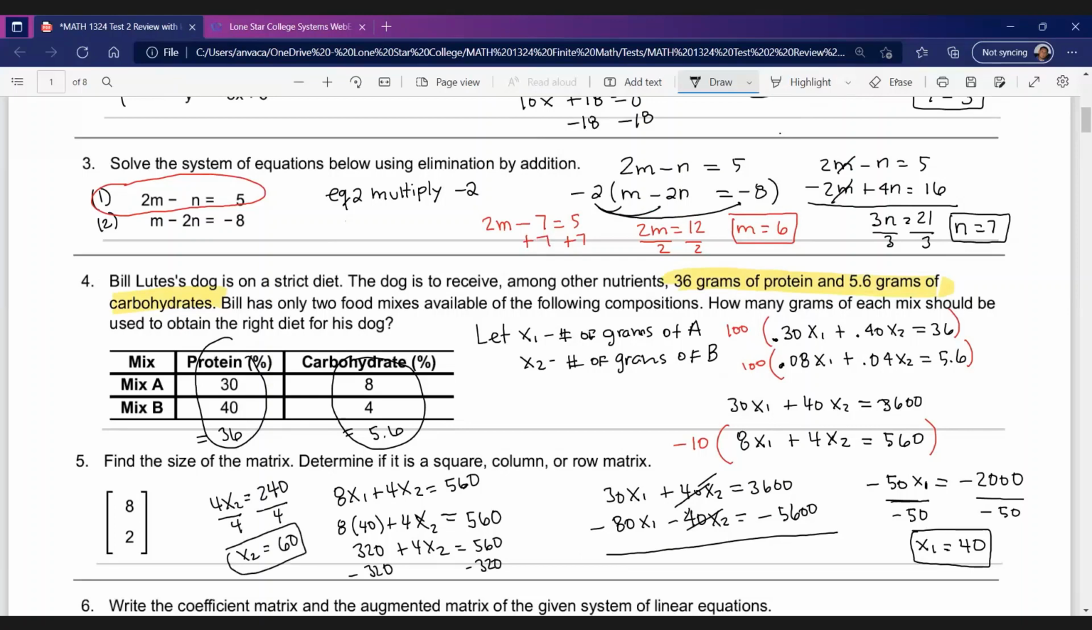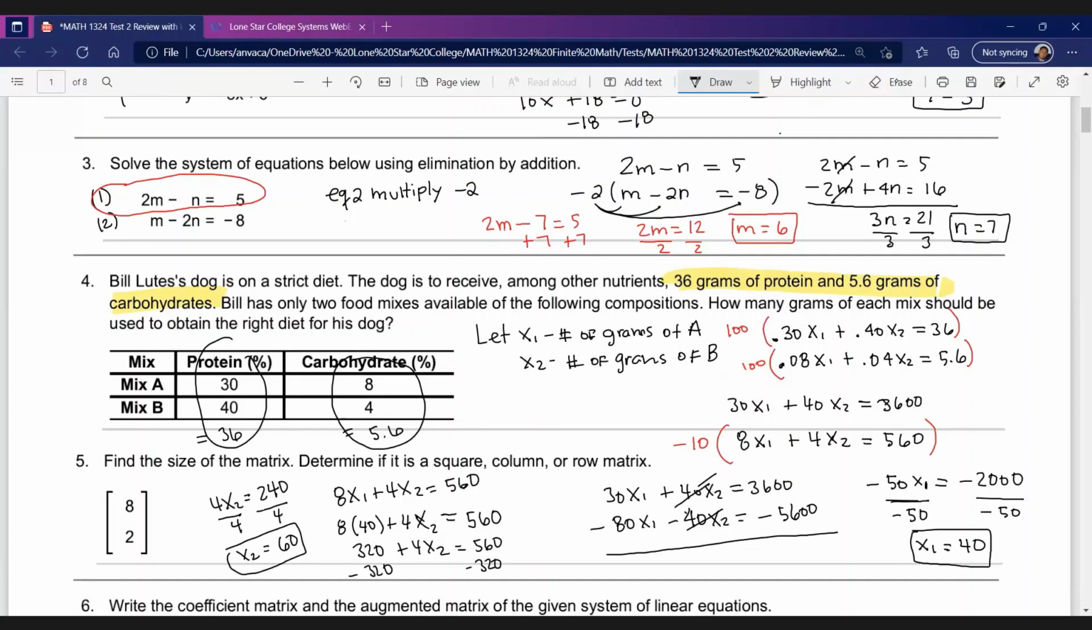So therefore, in order for Bill to mix his dog's food correctly, he will need 40 grams of mix A and 60 grams of mix B.